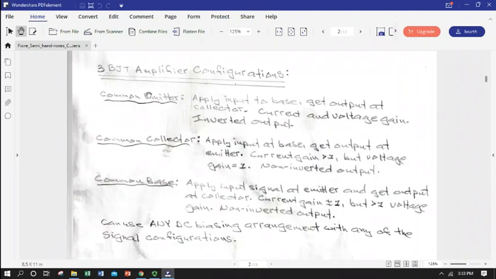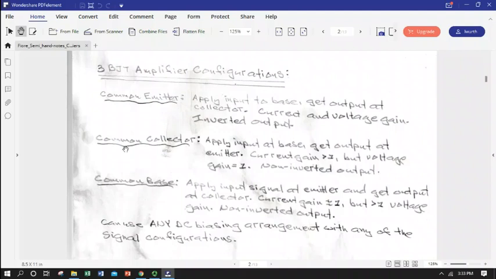So first one is common emitter. So we're going to apply input to the base, and we're going to get an output at the collector. So the emitter is the one that's left, so it's common emitter. It will give you both current and voltage gain, and most importantly, it gives an inverted output. So that's kind of what's unique about it versus the other two. So our output signal is going to be 180 degrees out of phase with our input.